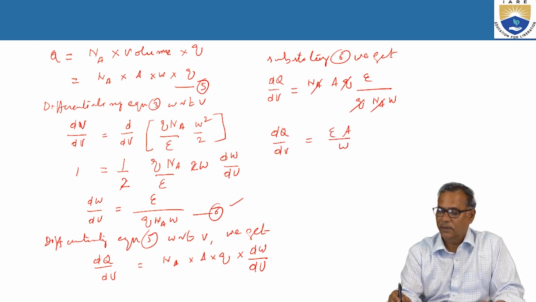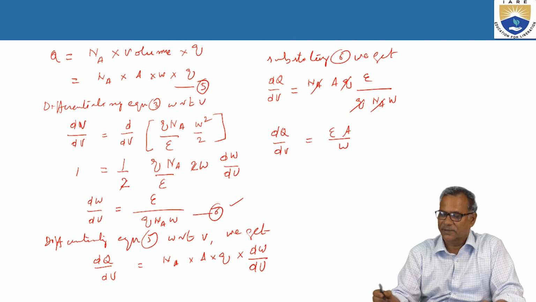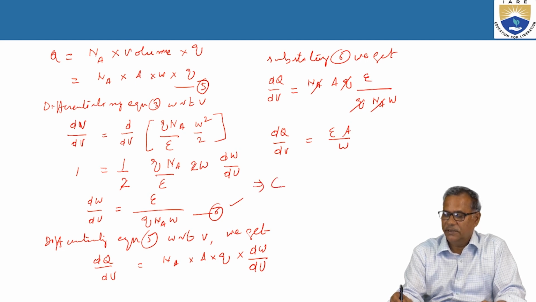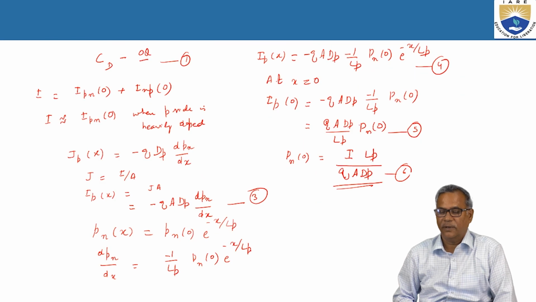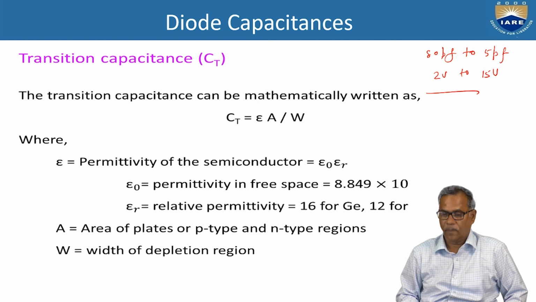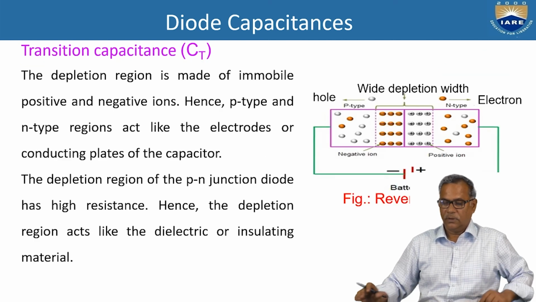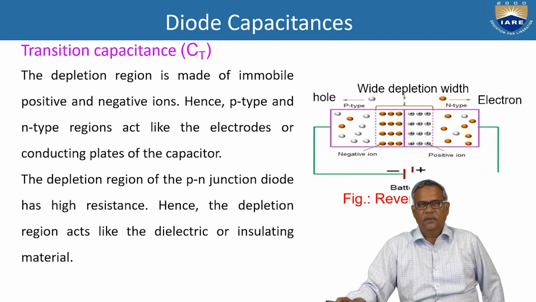So what is dQ by dV? It is nothing but the capacitance, which is the transition capacitance. So we can say that CT is equal to dQ by dV, and that is equal to epsilon A by W. So this is the formula for the transition capacitance. So this is how we derive the formula for the transition capacitance. The transition capacitance is essentially because of the reverse bias, whereas the diffusion capacitance is because of the forward bias.